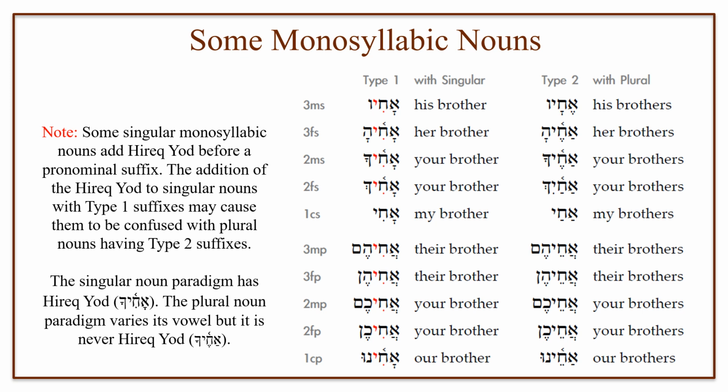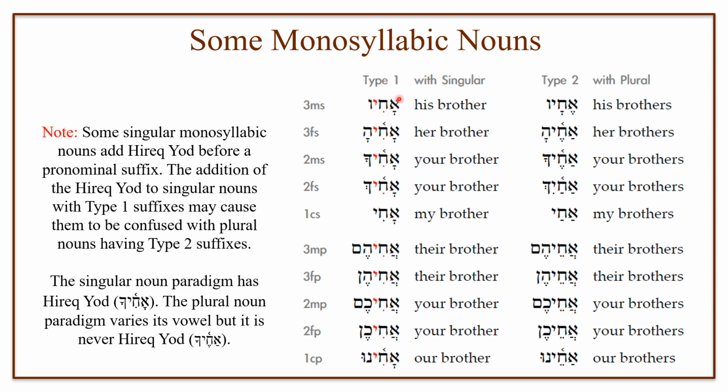Now, some monosyllabic nouns, like ach, one syllable, will add a hirik yod before the pronominal suffix, even in a type 1, or especially in a type 1. That can be confusing because we've been telling you that the yod is the indicator that you're looking at a type 2 suffix. But here you've got a yod in the type 1. So just take note, this is a monosyllabic noun.